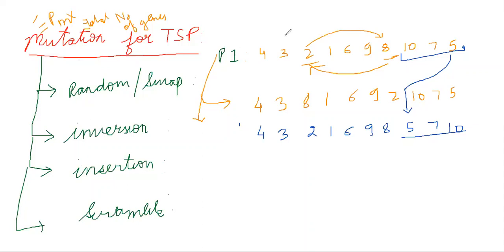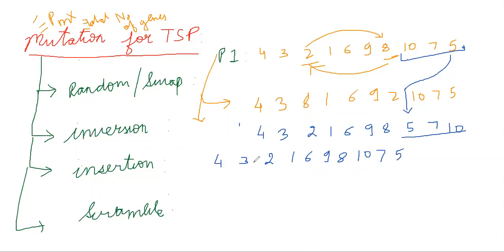Coming to the third, that is insertion. Now in insertion, I'll rewrite the parent again, and I have picked the same example so that you can compare it. Otherwise I could have taken any example. So I'm taking this original one, this is the original chromosome that I have.